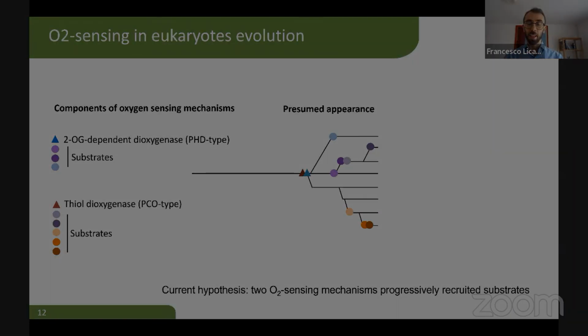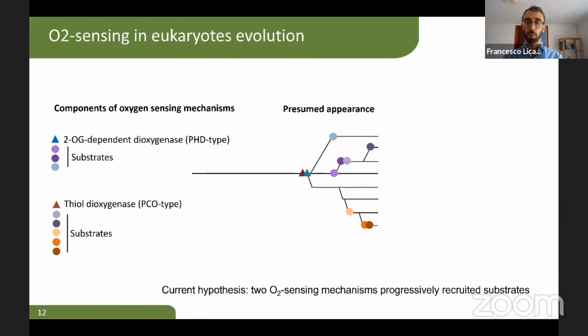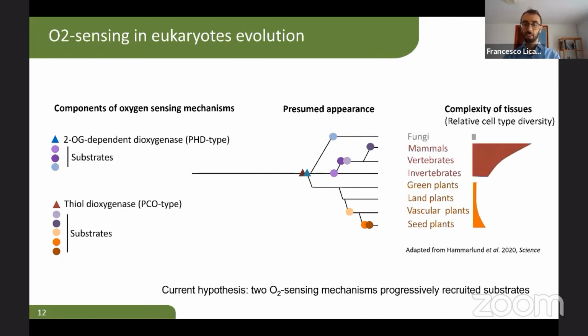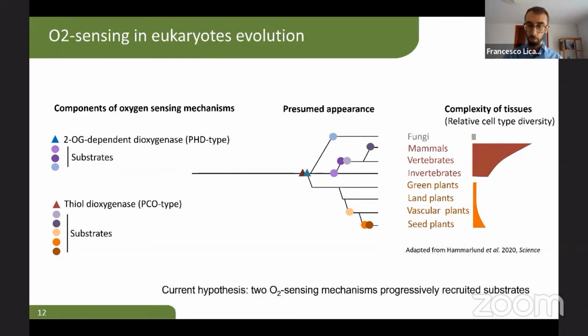So we can then sort of modify our initial hypothesis and imagine that the last common eukaryotic ancestor of plants and animals must have contained both oxygen sensing enzymes. But apparently the divergence between plants and animals led to the recruitment of either one or the other to control transcription responses. But also, if we look at the different substrates of these enzymes, we see that there has been a progressive increase in this recruitment of substrates, which nicely correlates with the complexity of organisms in terms of different cell types that constitute them.